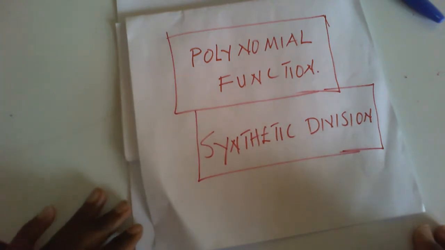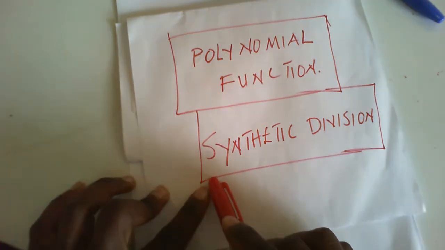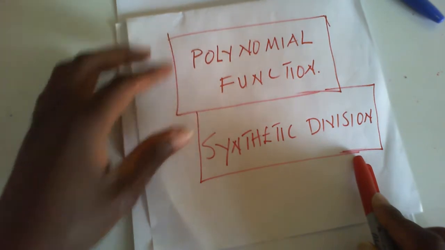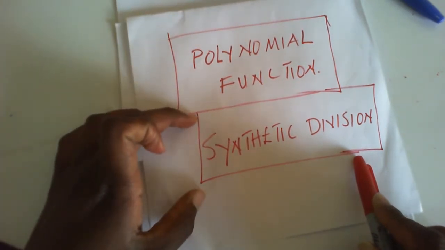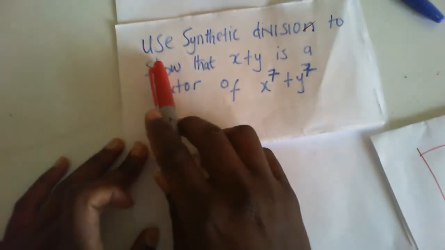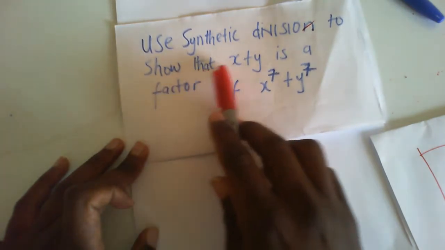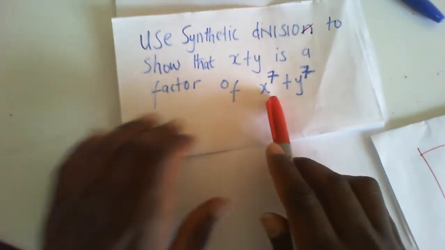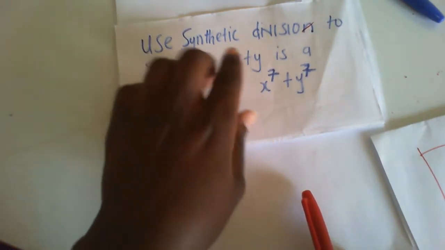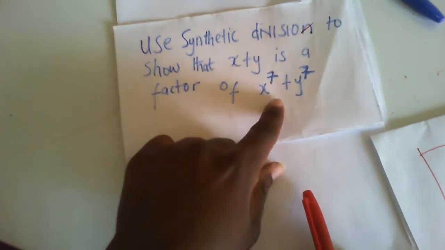Hi, in this question, we are going to interrogate one of the polynomial functions by the use of synthetic division. So we are going to solve a polynomial equation by looking at how we can use the synthetic division method. All right. So the question says, use synthetic division to show that x plus y is a factor of x raised to 7 plus y raised to 7. So we want to use synthetic division to show that this is a factor of this.